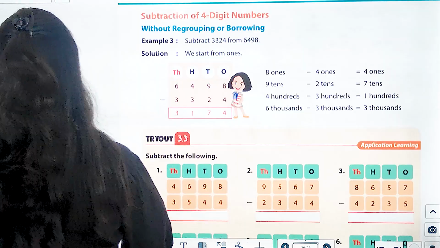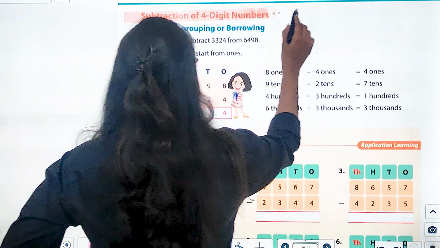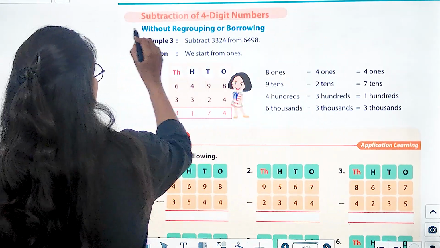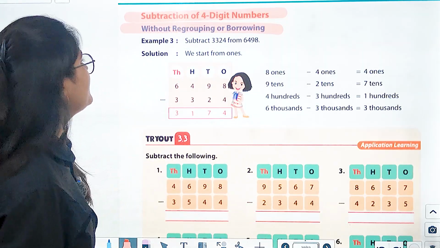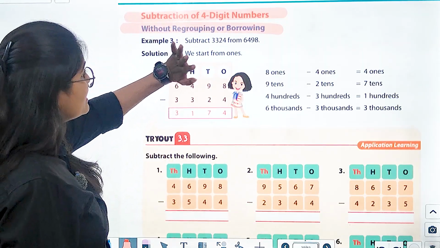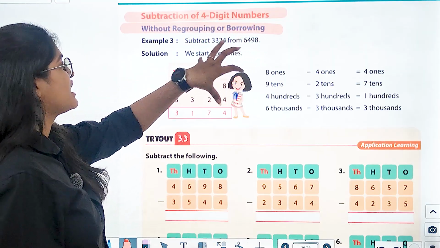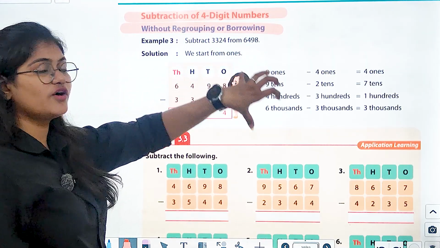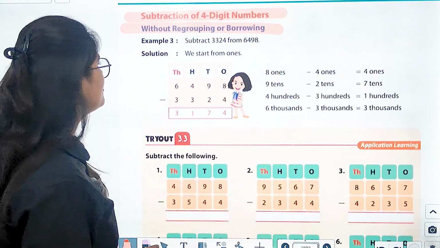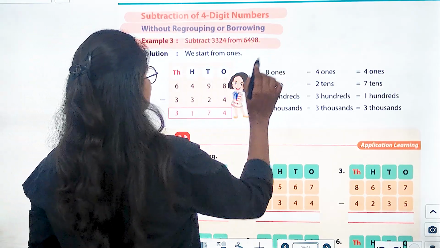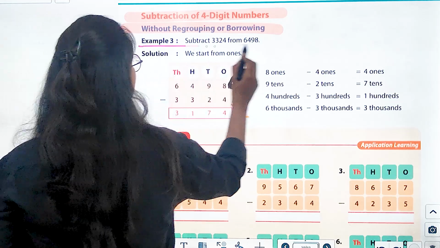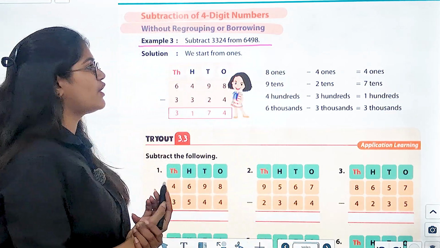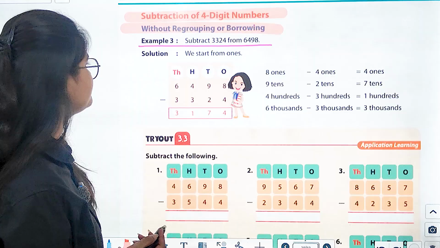Then the next topic, which is subtraction of 4-digit numbers with regrouping or borrowing. Right? First, if we are doing subtraction of 4-digit numbers without regrouping and borrowing, how is it done? The example is subtract 3324 from 6498.